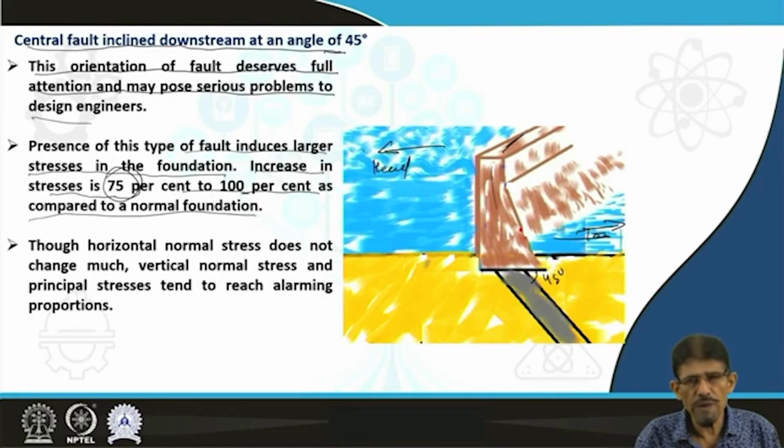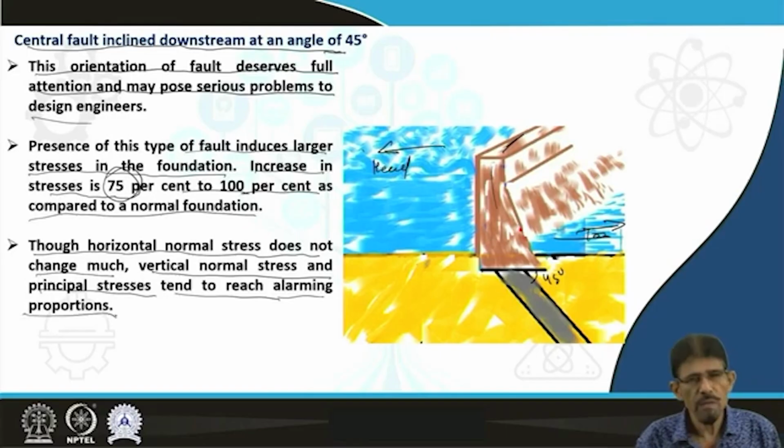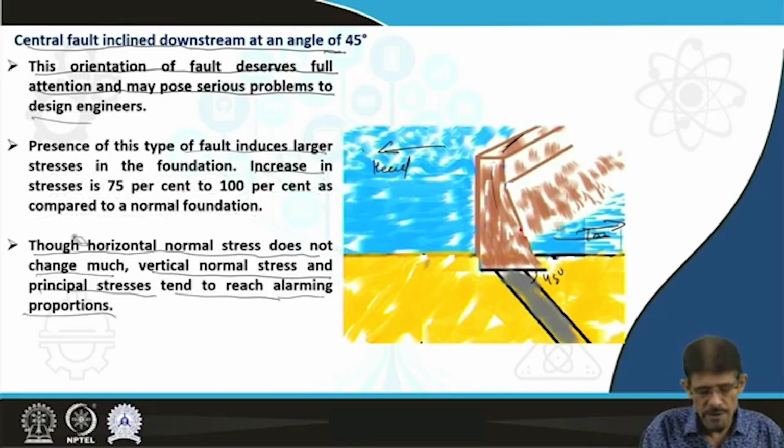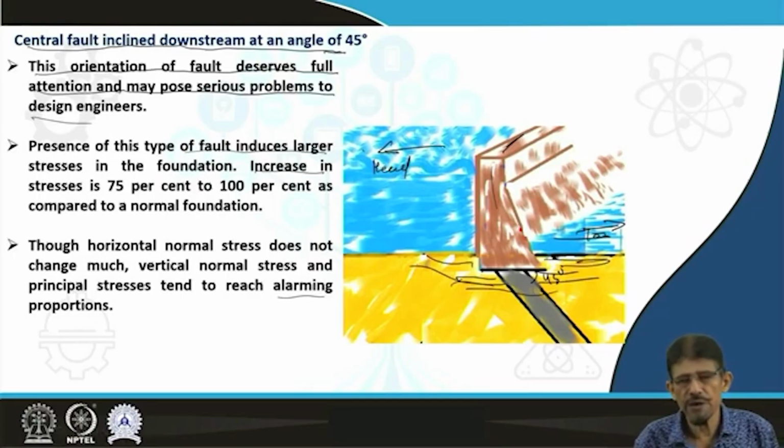Due to the enormous increase in stress, there is a problem associated with faults lying toward the downstream side below the foundation, ranging in degree 45 degrees and close to 45 degrees. Though horizontal normal stresses do not change much, the vertical normal stresses and principal stresses tend to reach alarming proportions, resulting in damage to the foundation, where the foundation material is unable to bear such a situation and starts settlement, resettlement, and resettlement, inducing instability and creating a question on survivability.